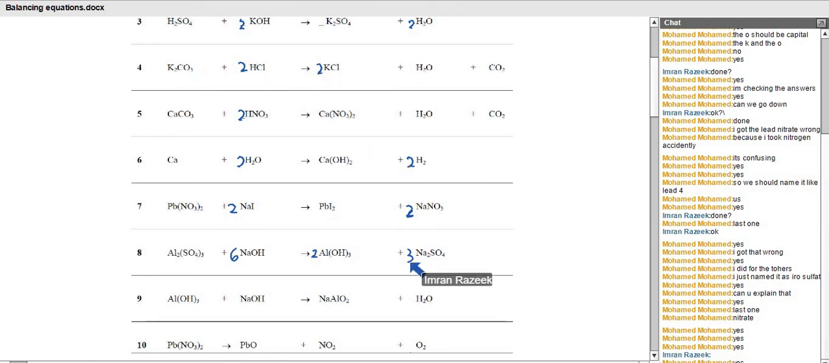This is very important. In this case, anion should be balanced first, of course, because otherwise the cation gets imbalanced again. So 3 sulfur, on top of sulfate you put 3, 6 sodiums, 3 times 2, 6 sodiums, right? Now it's balanced, 2 aluminium, 2 aluminium.